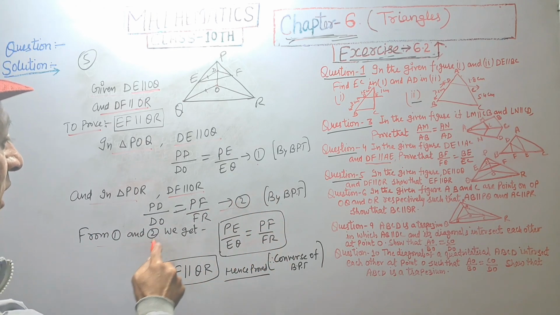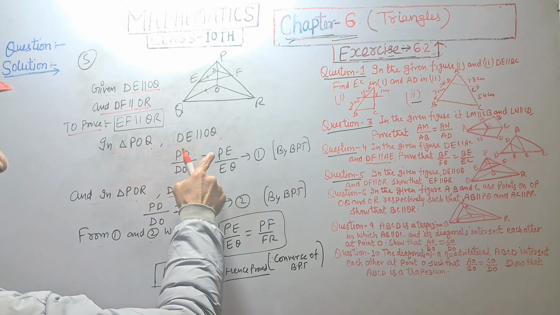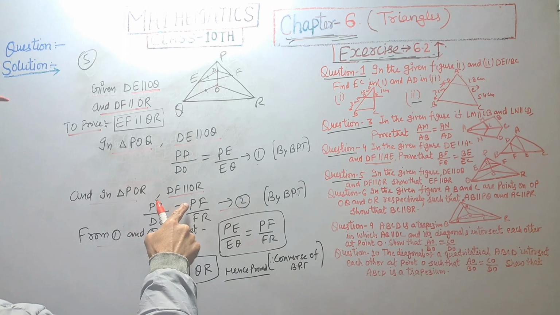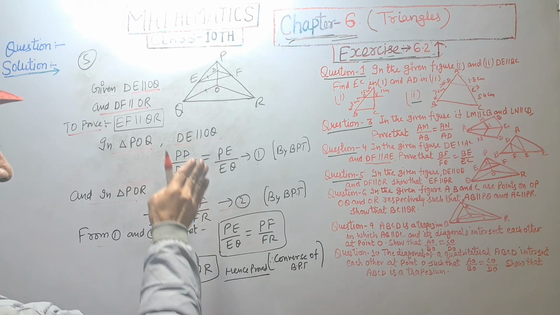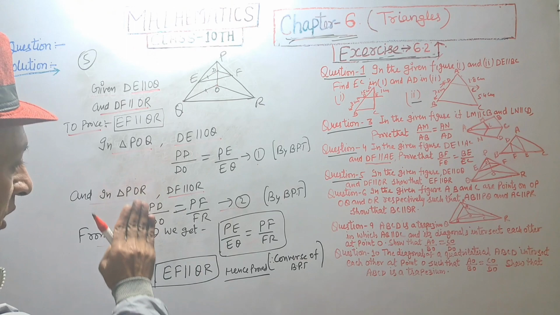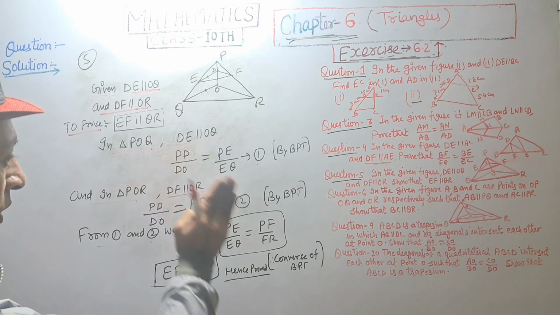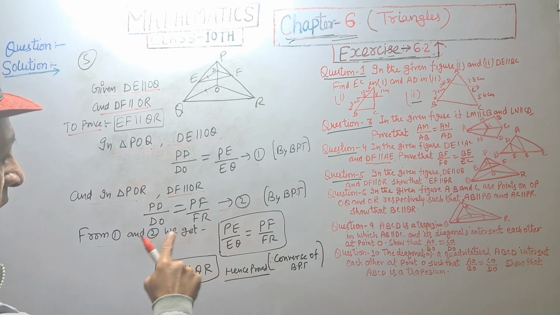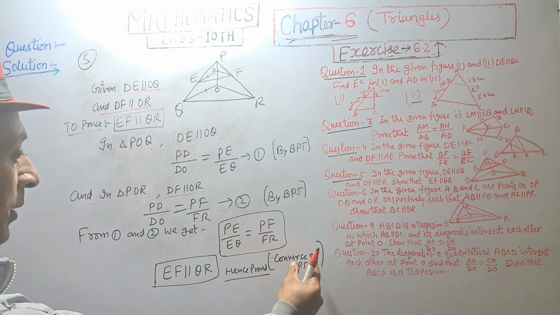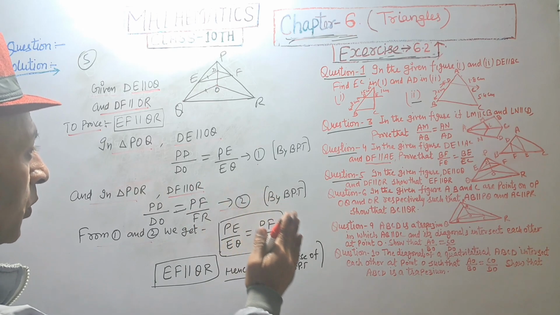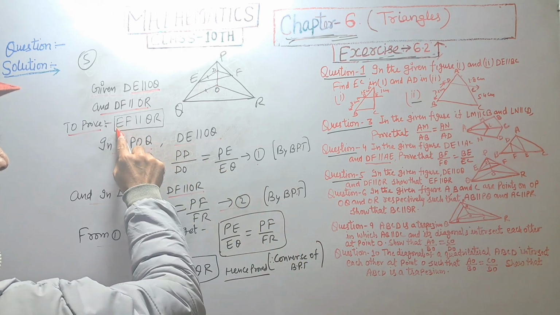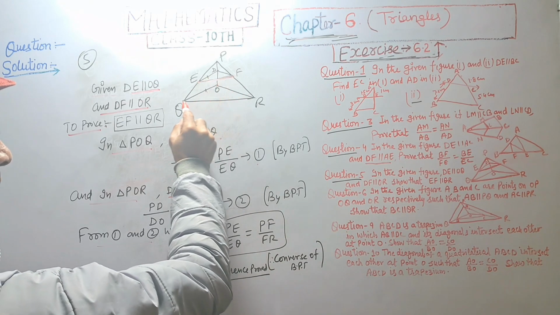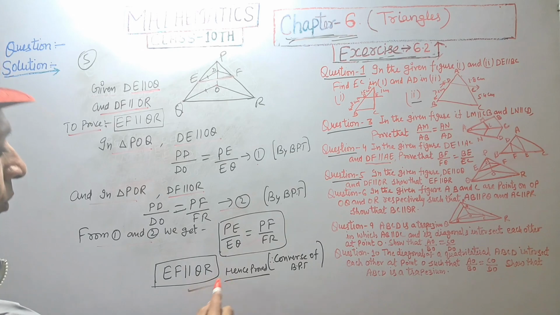From equation first and second we get PD upon DO is PE upon EQ and PD upon DO is also PF upon FR. Then first equal to second, PE upon EQ is equal to PF upon FR. We get by converse of basic proportionality theorem, EF is parallel to QR, hence proved.